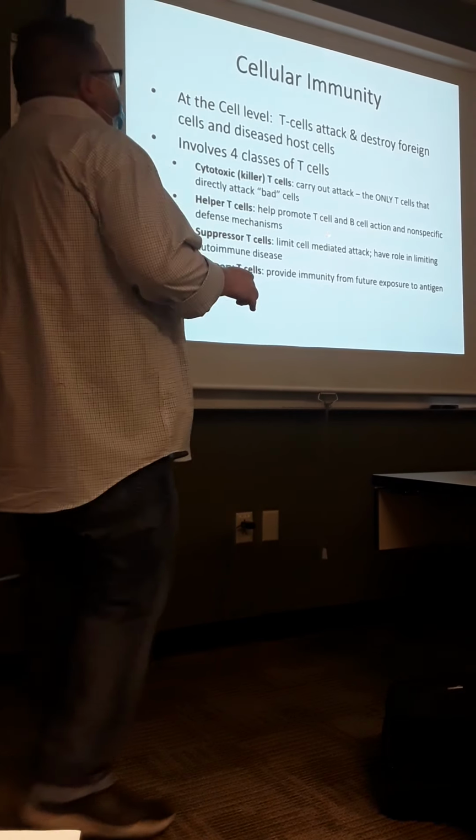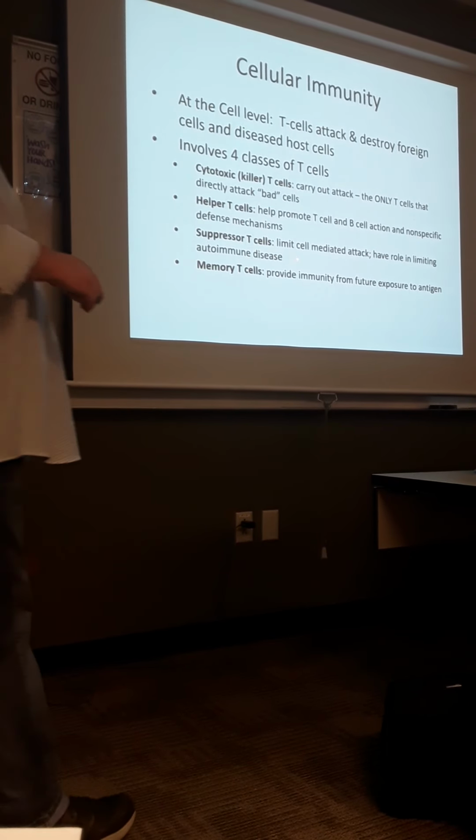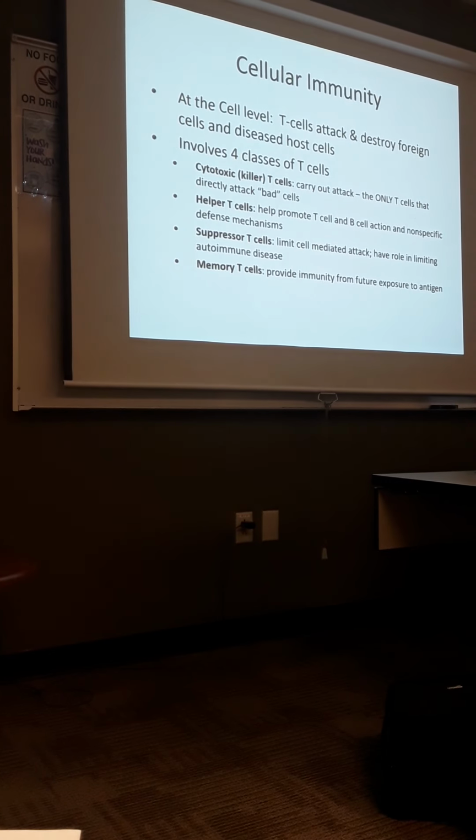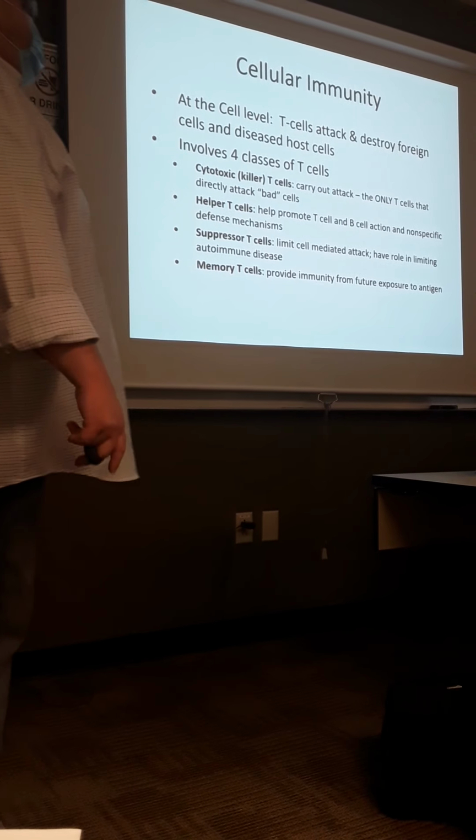So helper T cells promote T and B cell activation and non-specific defense mechanisms. So they help enhance the response. Suppressor T cells keep the immune response in check. So they limit the attack, having a role in eliminating autoimmune disease. You don't want your immune system to be going overactive, because then it's going to start attacking things it shouldn't. So suppressor T cells suppress the immune response, meaning that it keeps it in check and prevents it from becoming overactive. Memory T cells, I mentioned, they provide immunity for future exposure.